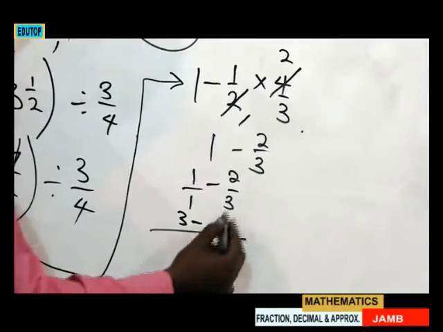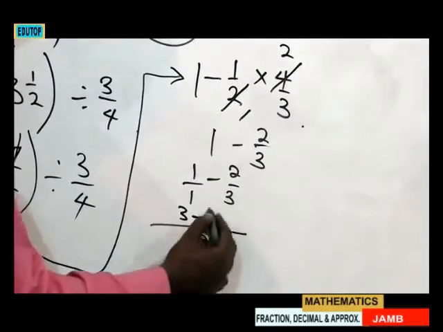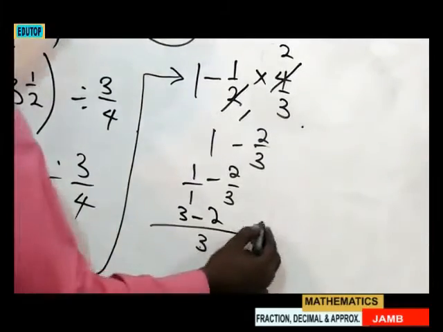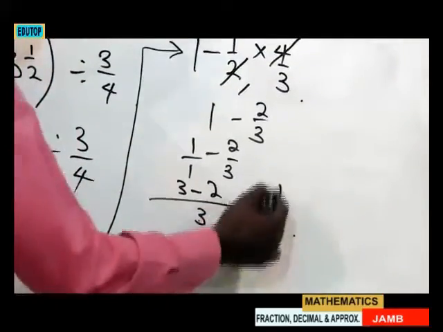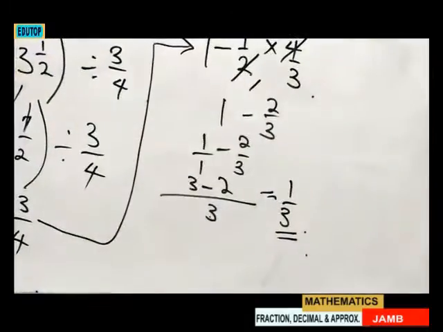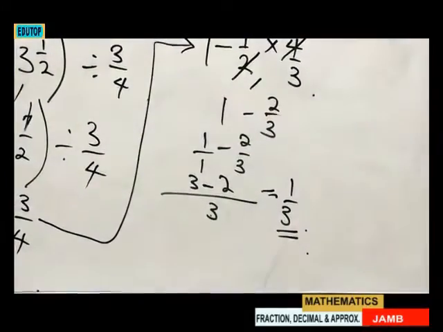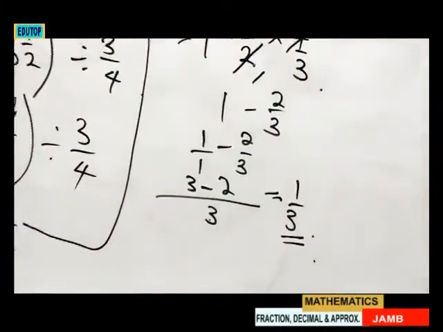How many 3s are we going to see in 3? 1. 1 times this, 2. So we have 3 minus 2, 1 over 3. That means the answer to this question is 1 over 3 as simplified.